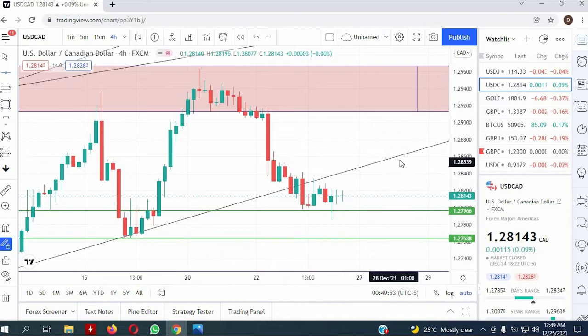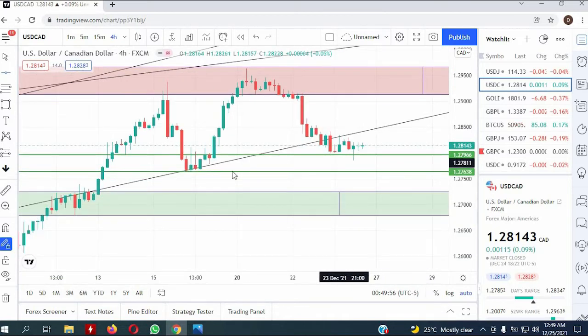If you're an intraday trader, the USD CAD is gaining some resistance in this area right here at 1.27966 to 1.27638. As you can see, this wick right here is a sign of price rejection. So the USD CAD is gaining resistance in this area, and if it fails to break through this area, it will make a pullback into this area right here.